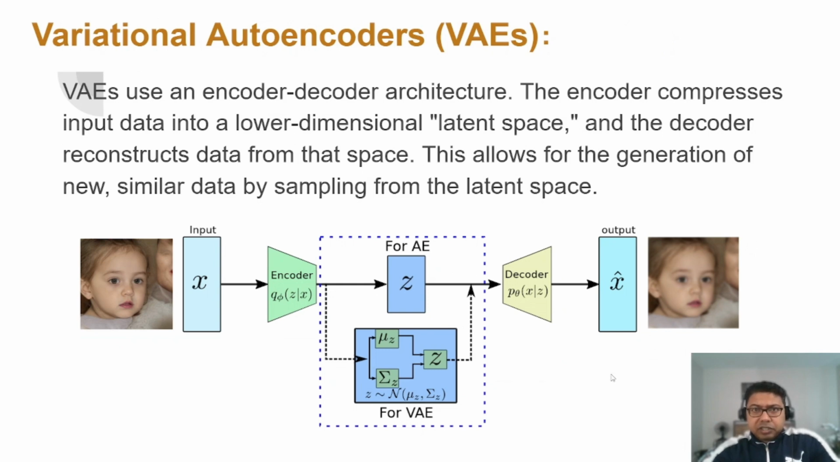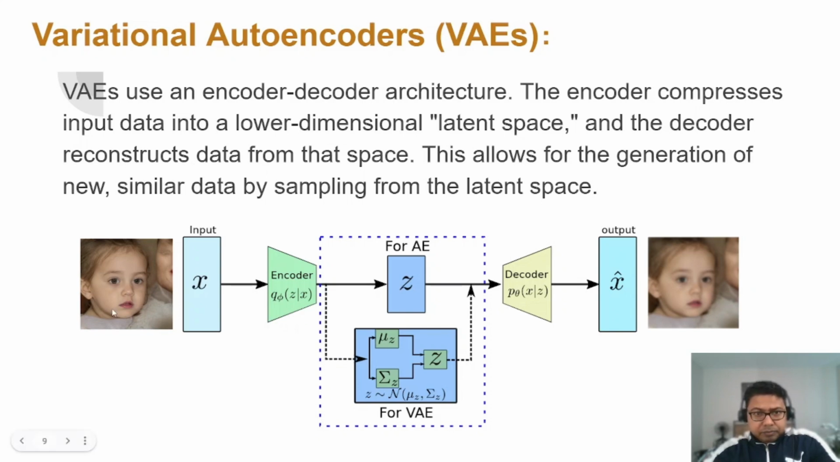So this is variational autoencoders. How it works: it uses an encoder-decoder architecture. The encoder compresses input data into a lower dimensional latent space, and the decoder reconstructs the data from that space. This allows for the generation of new similar data by sampling from the latent space.